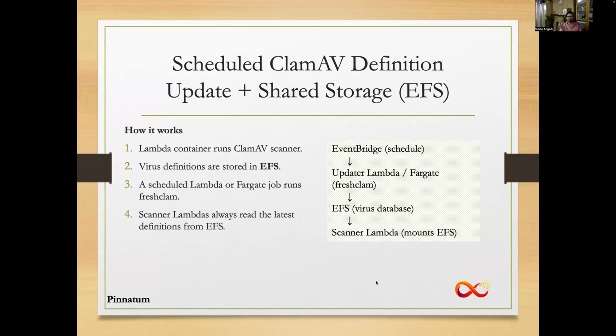There is a mechanism you can follow. Since I'm using a container-based Lambda, it runs as a ClamAV scanner, right? So the virus definitions are stored in EFS. Then I can use some EventBridge rule to update the Lambda. It runs freshclam, and the virus definitions stored in EFS are updated, so the scanner Lambda can consume the latest version of the definitions. But I haven't covered this in today's demo. But this is something that needs to be done for production.